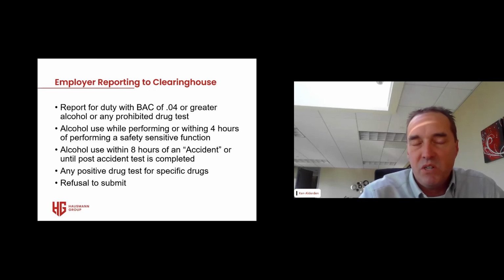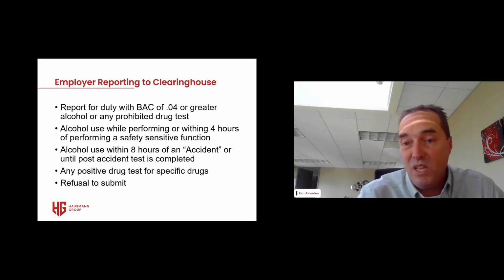Positive drug test for specific drugs, again, maybe some requirements there, but if you have an agreement with your drug testing company to do that and submit that data for you, as long as you're confident that it's being submitted, you don't have to duplicate your efforts.